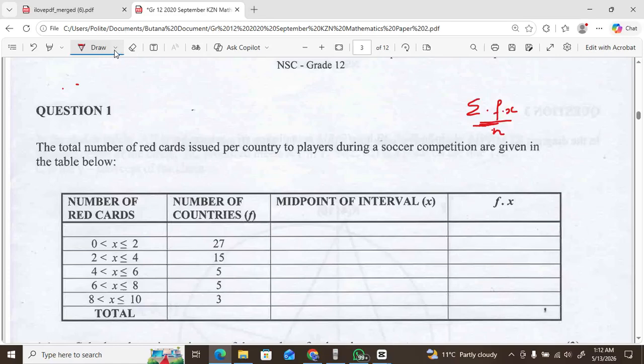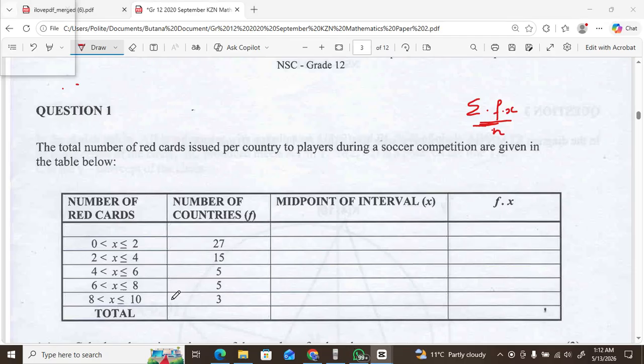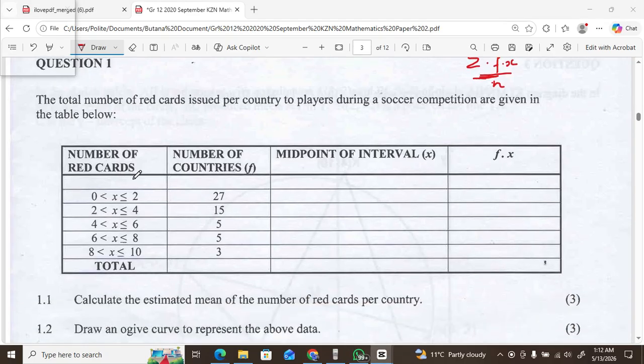12. So let's look at this one. Okay, so on this one, the total number of red cards issued per country of a player during a soccer competition are given in the table below. We can see the table. Let's go through the table. They say the number of red cards.